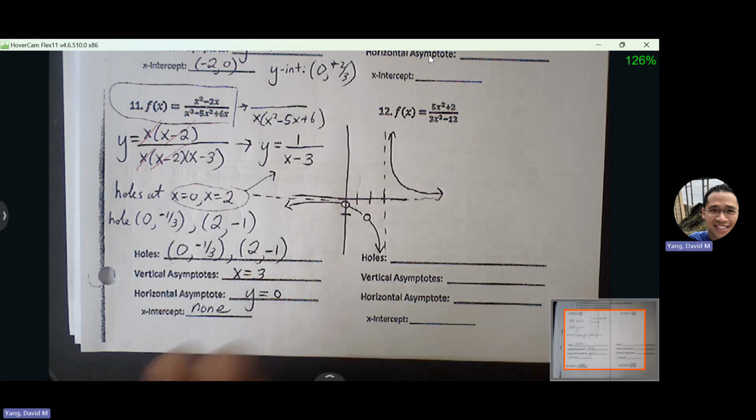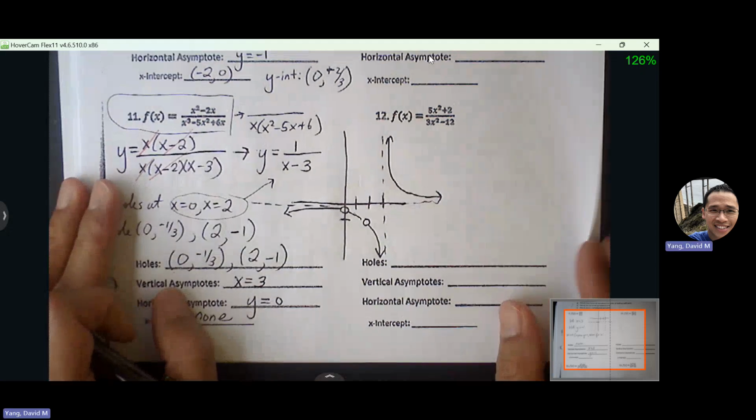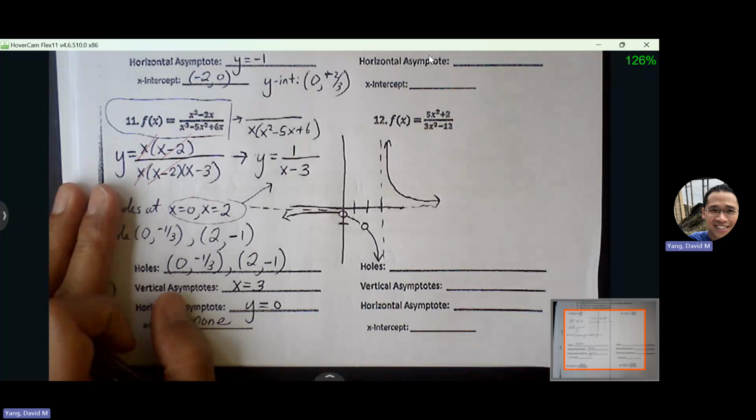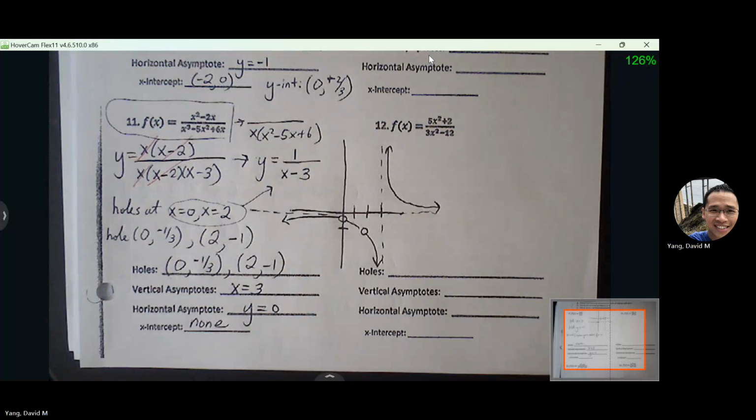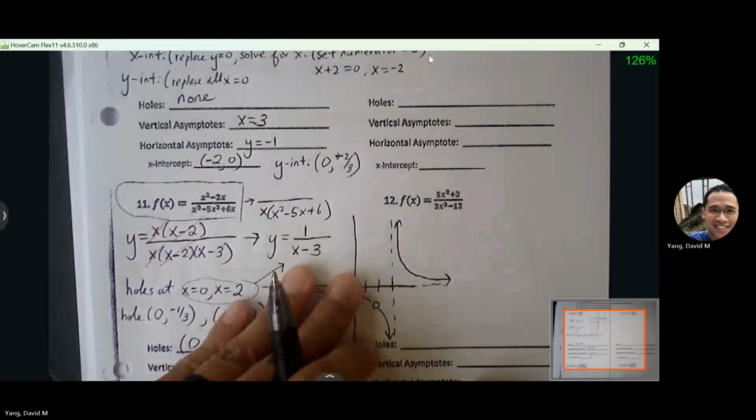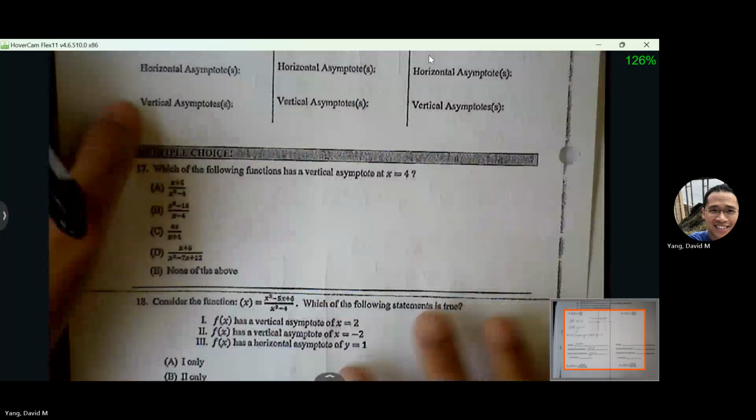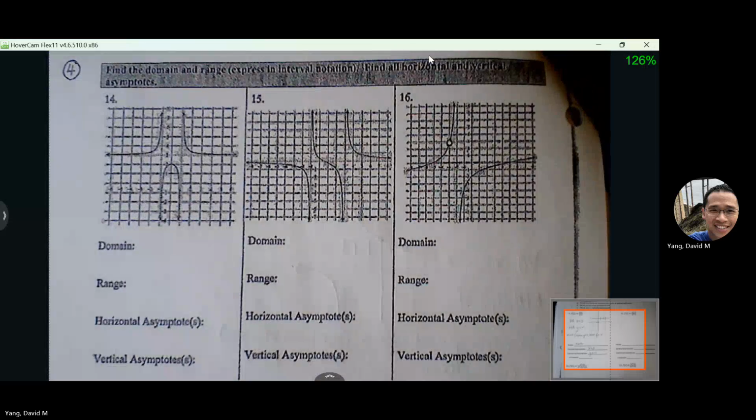Okay, I'll leave 10 and 12 for you guys to do on your own, but the same steps here. Let's go to page 4. Find domain and range.